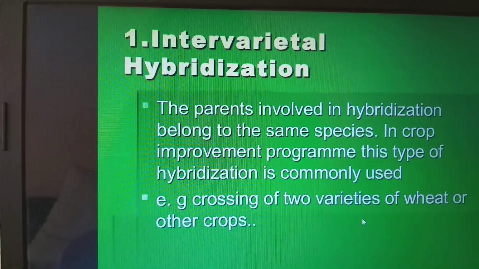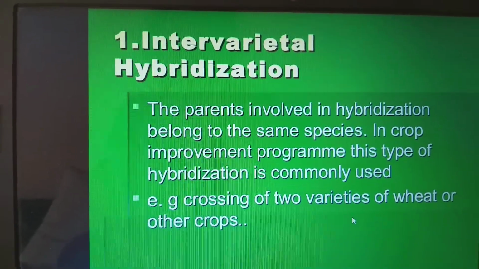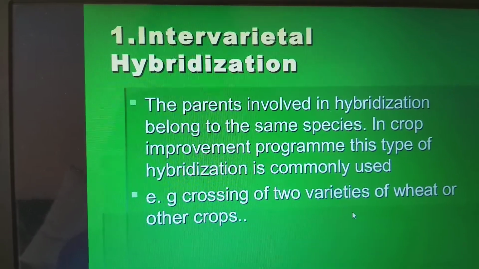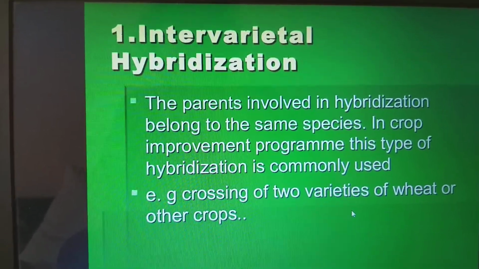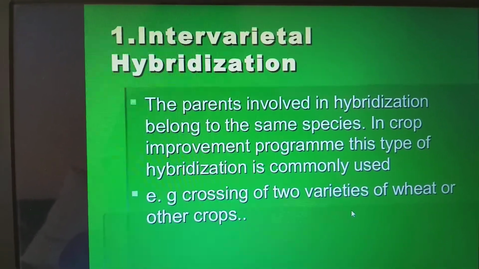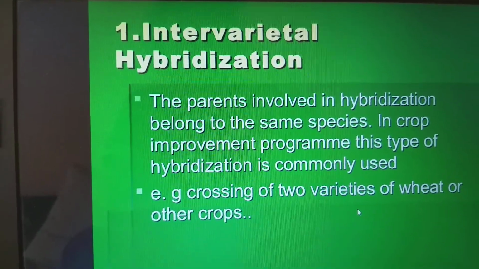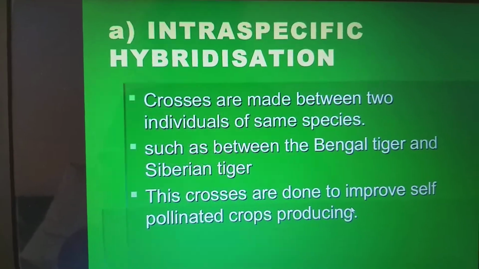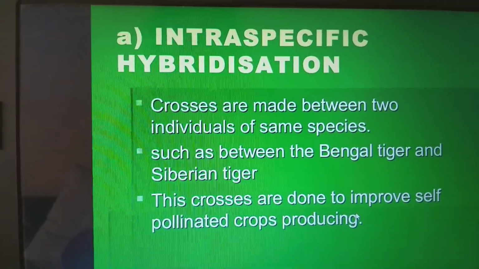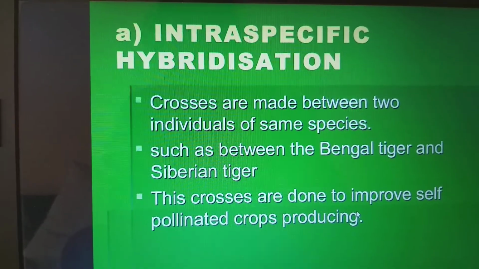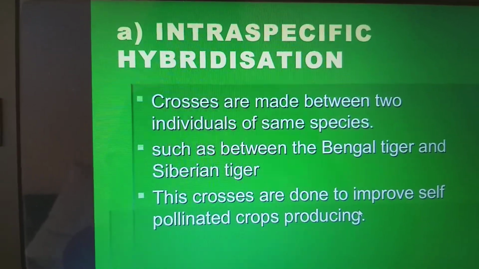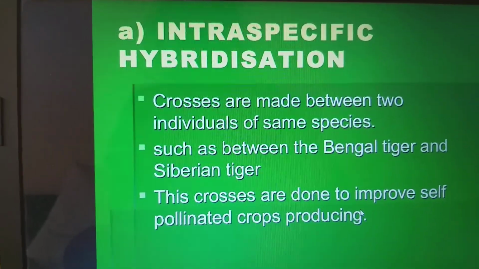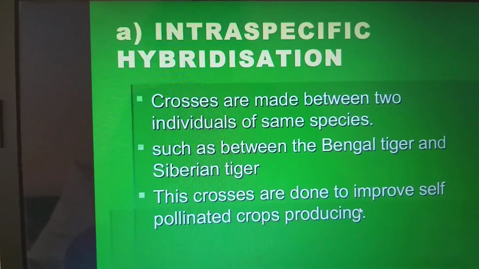Coming to the first, intervarietal hybridization. The parents involved in the hybridization belong to the same species. In crop improvement programs, this type of hybridization is commonly used, for example, crossing two varieties of wheat or other crops. Intraspecific hybridization: crosses are made between two individuals of the same species, such as between the Bengal tiger and Siberian tiger. These crosses are done to improve self-pollinating crops also.